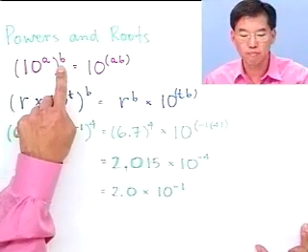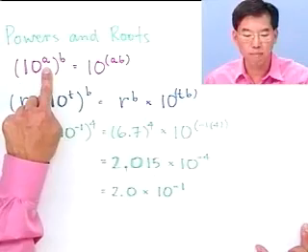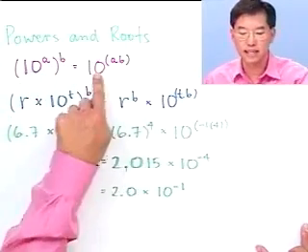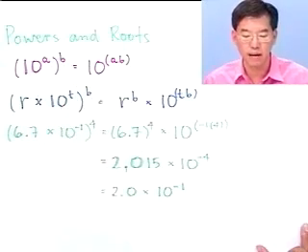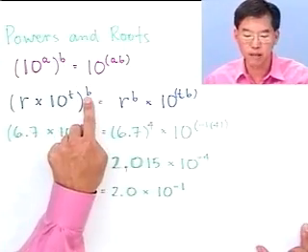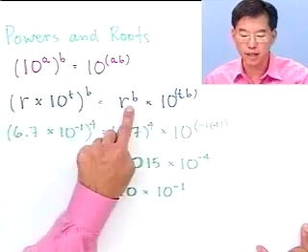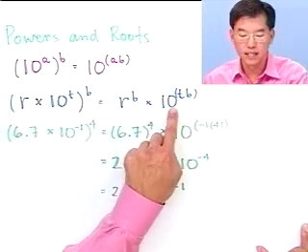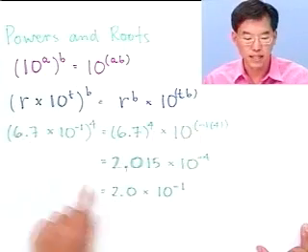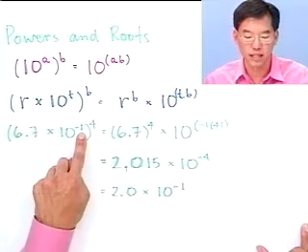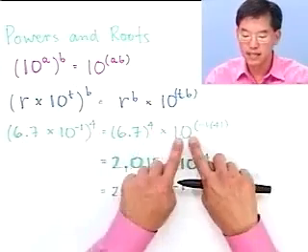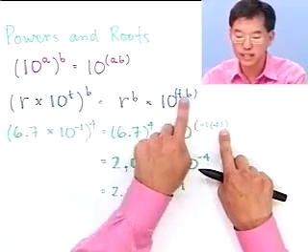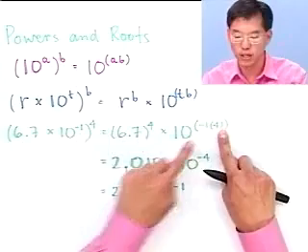But 10 to the a power raised to the b power is 10 to the a times b. And so if we have a number that's r times 10 to the t power raised to the b power, so this whole number raised to the b power, it is r to the b power times 10 to the t times b power. And so, for instance, 6.7 times 10 to the -1 to the 4th power is 6.7 to the 4th power, and then 10 to the power t times b, which in this case is -1 times 4.